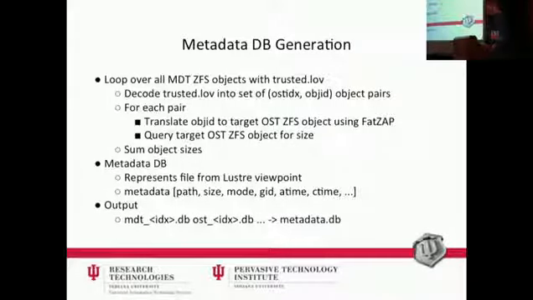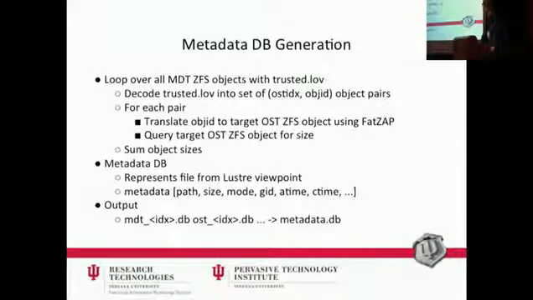So just to do a quick run-through of how this works in practice. We go through the MDT dump and find all the ZFS objects with trusted.lov. We decode that trusted.lov into the OST object ID pairs. We translate each of those object IDs, basically following it all the way down to get the target OST object. We then query that object for its size, do that for each, and sum those all together to get the final object size.